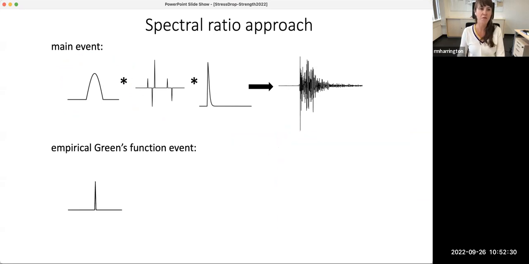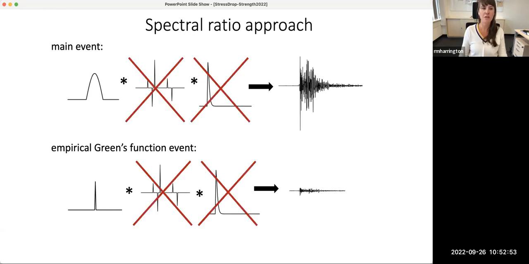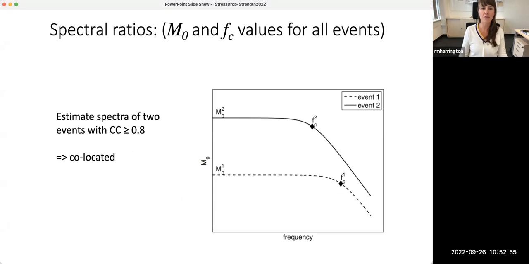So you can use what we typically term an empirical Green's function event, which we assume is much, much smaller than the larger event and maybe has a source time function which can be approximated as a delta function. But the travel path and the instrument response are the same. So you end up with a seismogram that looks very similar, and you can cancel those effects out.